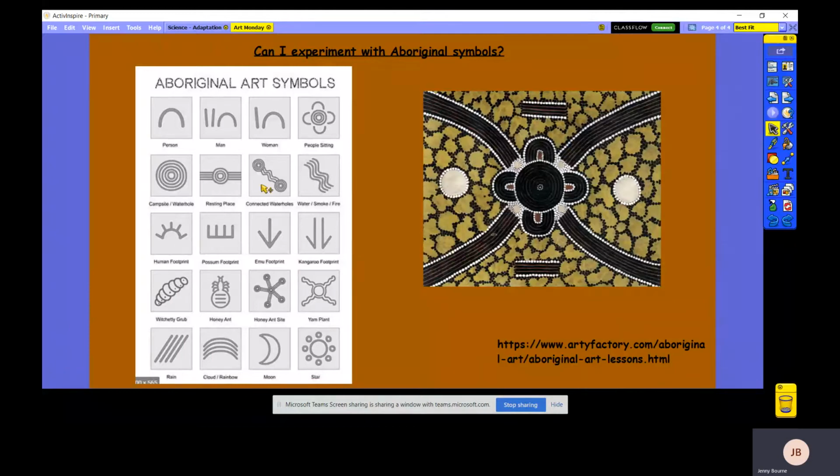I have actually put a few of the sheets of symbols on the website, but it's quite difficult to share a lot of these things with you online because it's all copyright protected. So if you go on yourselves, that's probably a better idea. And down here, there's a link to, if you're interested in this sort of artwork, there's a brilliant website I found called artifactory.com, and they have a huge section on Aboriginal art. There's lessons on there. We are going to do lessons ourselves, but if you're interested, there's lots more background information for you to have a look at there.